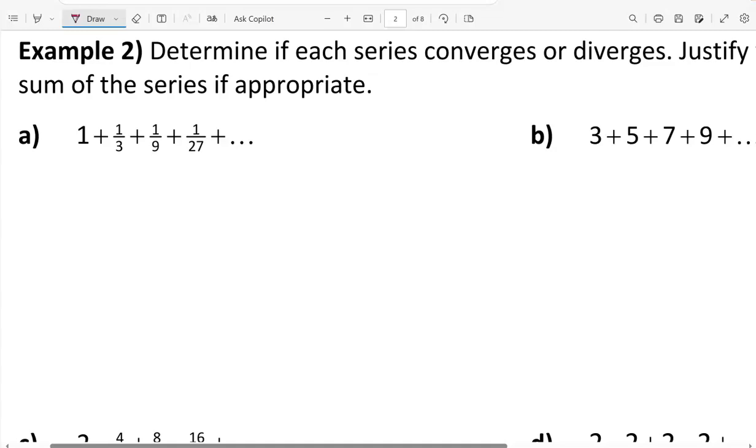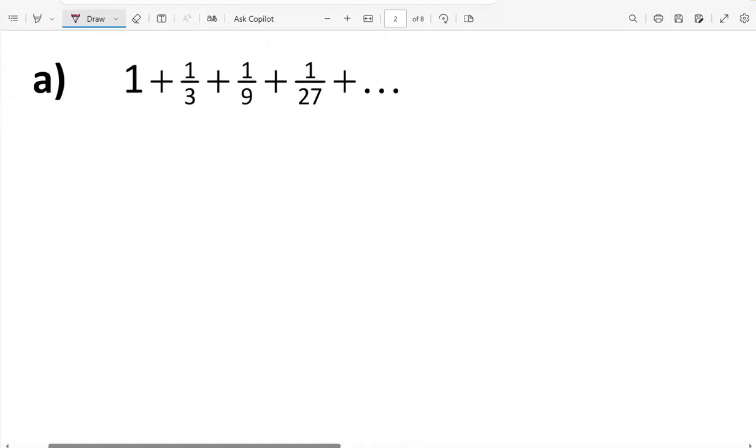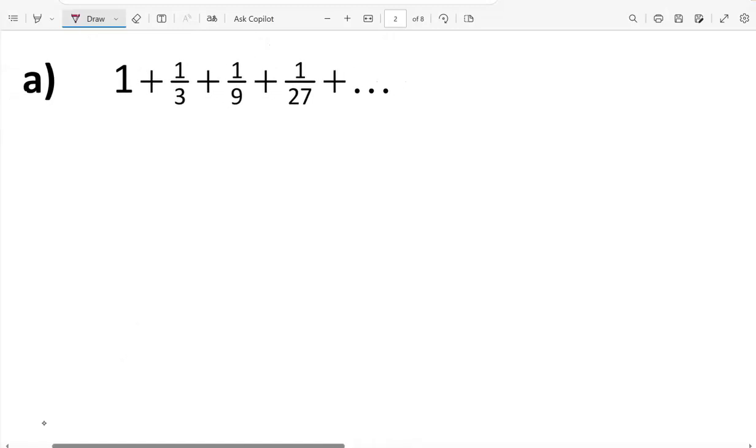In example 2, we're going to determine if each given series converges or diverges and justify, and find the sum of the series if appropriate. So the first thing that we're going to do in A here is we're going to look at the series and decide what kind it is first of all. And it is a geometric series because each term is produced by multiplying the previous term by 1/3. So if it's a geometric series, then it might converge.